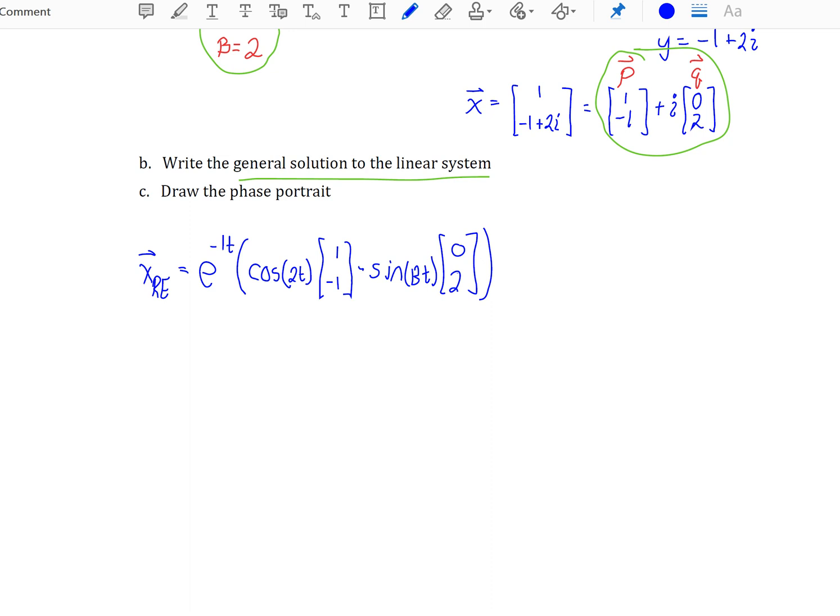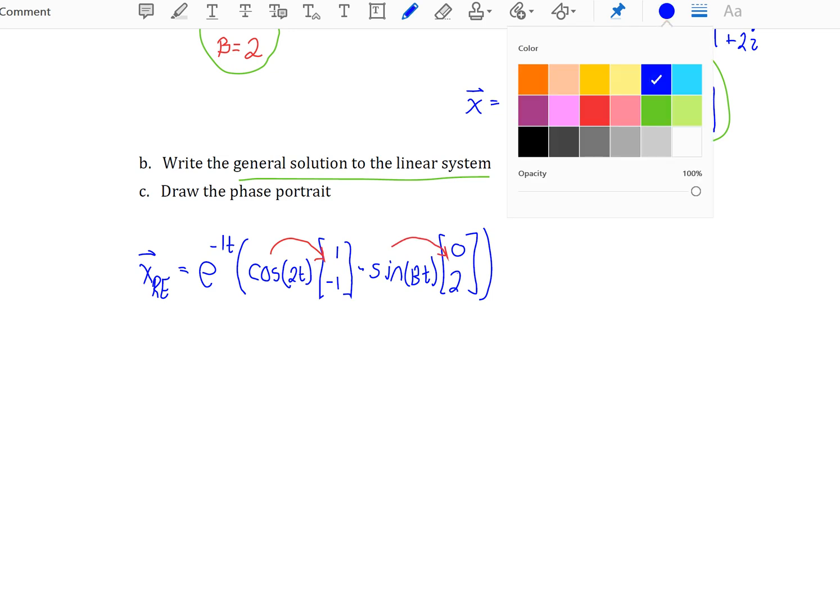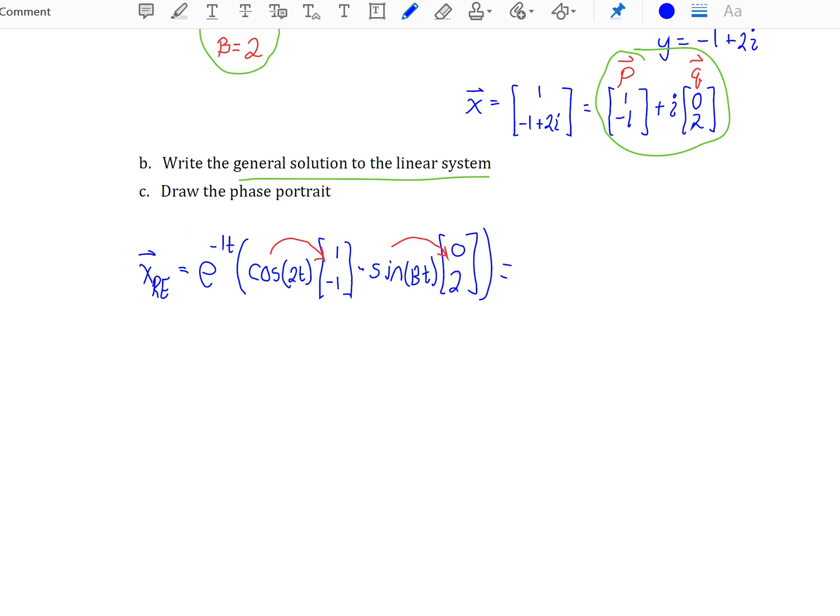And I'd like to rewrite this now as a single vector quantity. So let's distribute the cosine into this vector, the sine into this vector, and then add our two vectors together. I think we'll get e to the negative t.